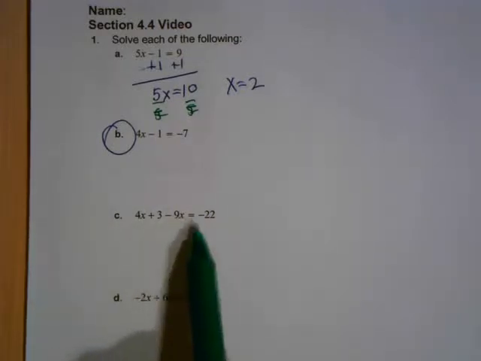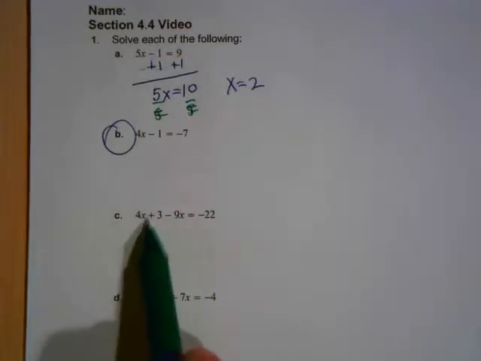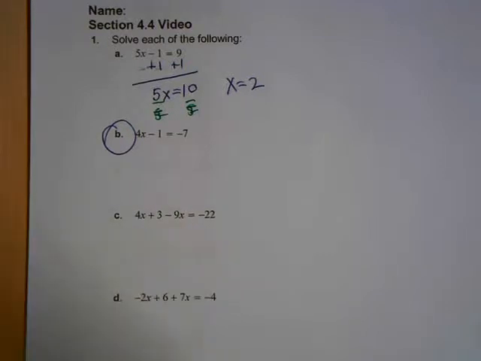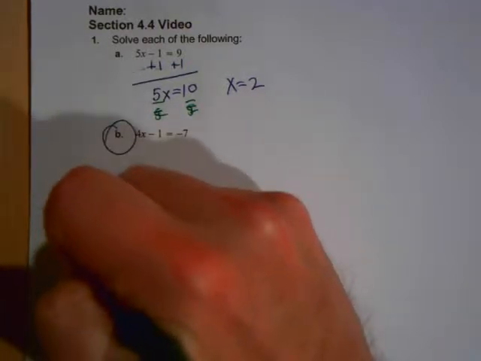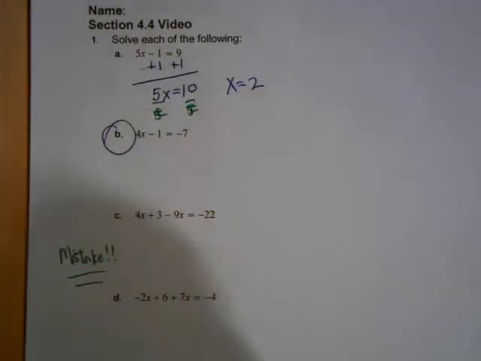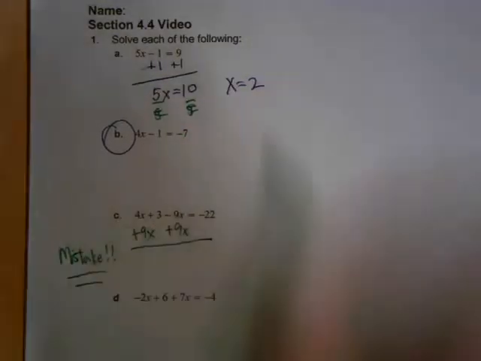We want to combine the x's. We got more than one x, we need to get them together. Here's the mistake I will see people do. Don't do this. I will see people put plus 9x, plus 9x. And then they'll write 13x plus 3 equals minus 22.